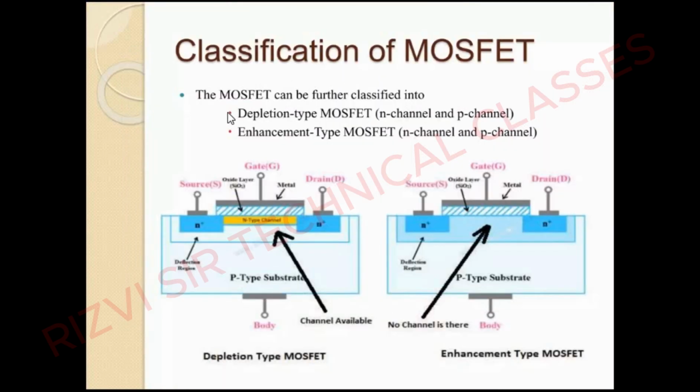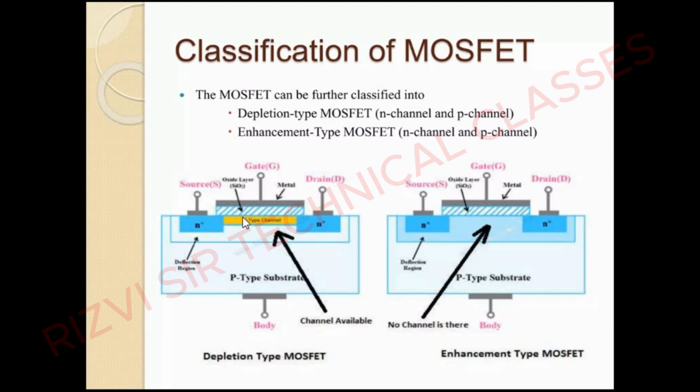Classification of MOSFET. The MOSFET can be further classified into two: depletion type MOSFET and enhancement type MOSFET. And here you can also see the depletion type MOSFET with N-type channel, and that could be P-type channel, and enhancement also. This is the depletion type MOSFET, and this is the enhancement type MOSFET. You can see what the difference is. Just go through the figure, and you'll be able to understand exactly what's going on.